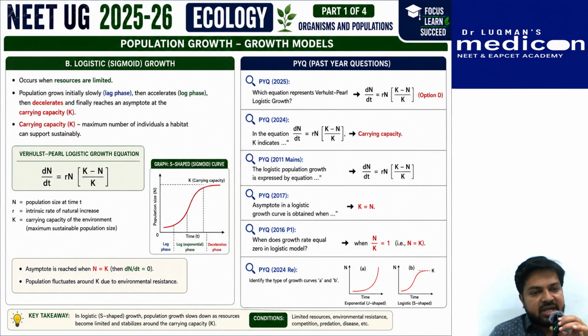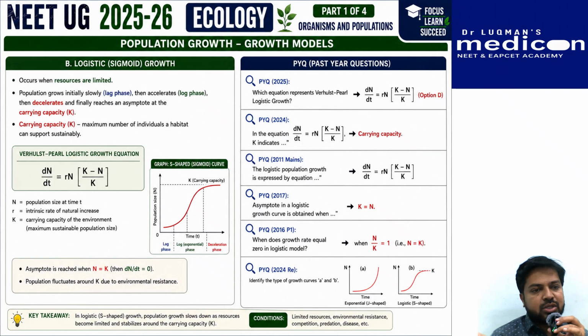Carrying capacity means K. It means the maximum number of individuals a habitat can support sustainably. So carrying capacity means the maximum number of individuals a habitat in that region can support. That region has its own capacity, that is called carrying capacity.